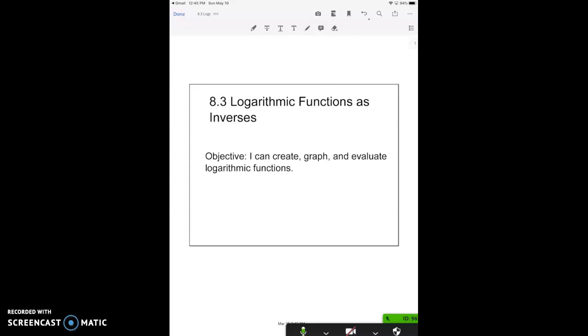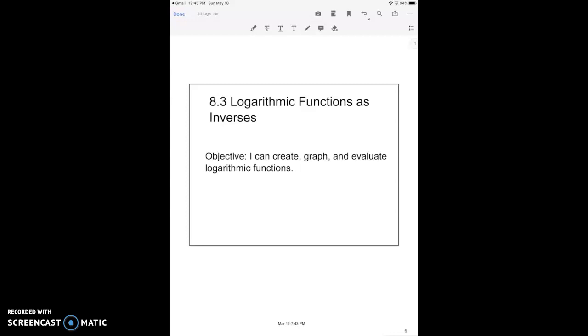Hey guys, we're going to move on to the next lesson. Here is actually the second to last lesson of the year. We only have one more to go, and that would be Wednesday. And then next week we'll be assessing on this stuff, and then we're basically done. So that's pretty cool. So we're moving on to 8.3 here.